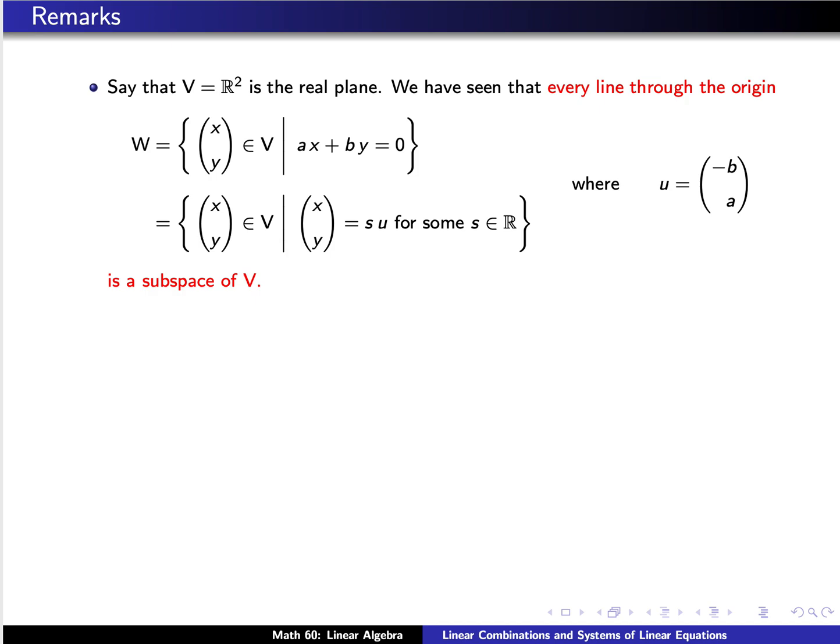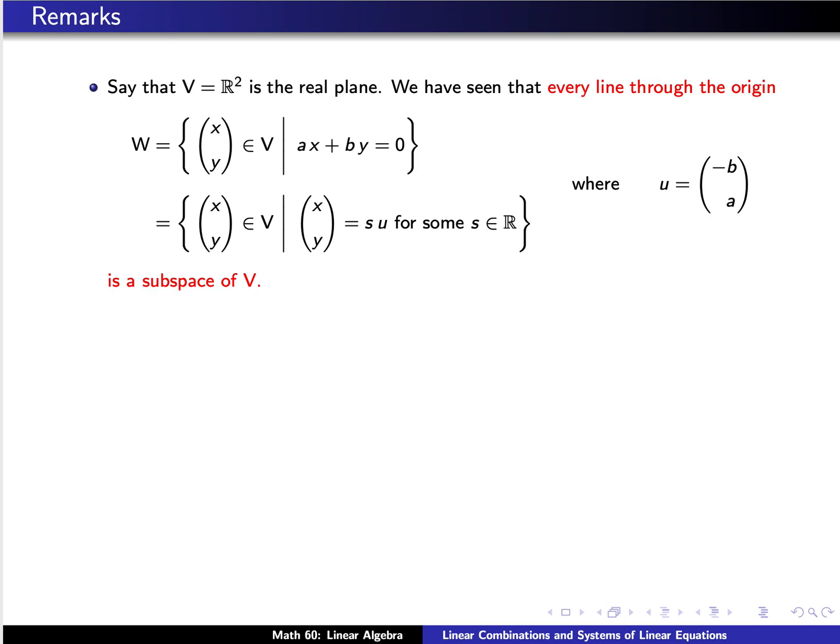In other words, every vector on the line, x comma y, looks like a scalar multiple times this vector negative b comma a. So we can write the equation of our line, ax plus by equals 0, in terms of a scalar multiple of just one vector.